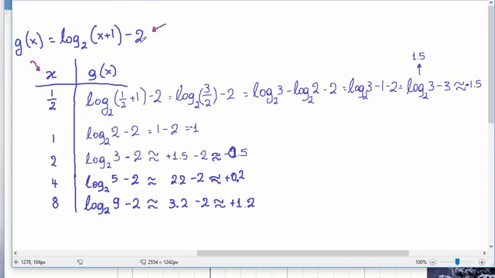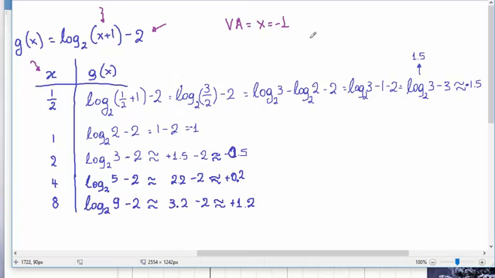So the first thing that we see, if we want to graph this function, the first thing that we want to remember is that the vertical asymptote is going to be x equals -1. And the reason for that is that the vertical asymptote comes from the zero of the argument of the logarithm right here. So that's the first thing that we know.